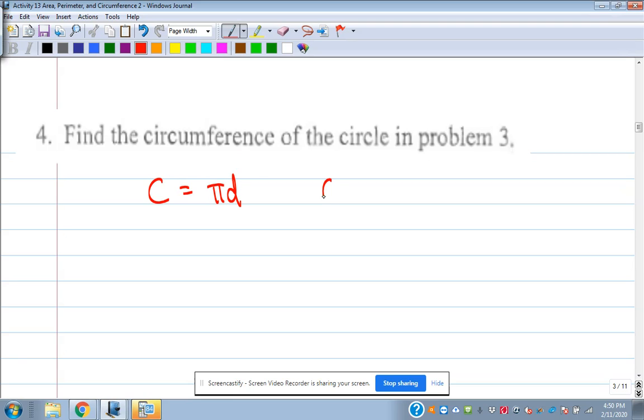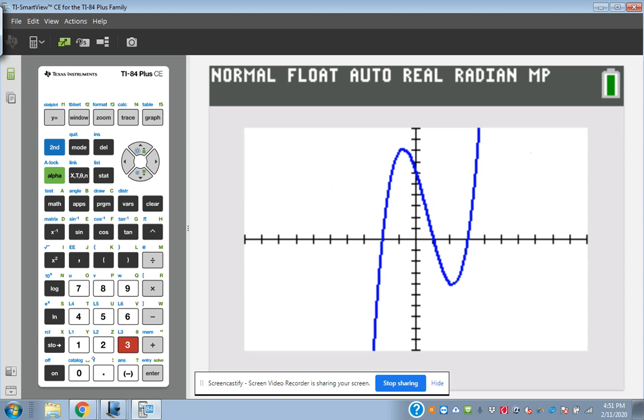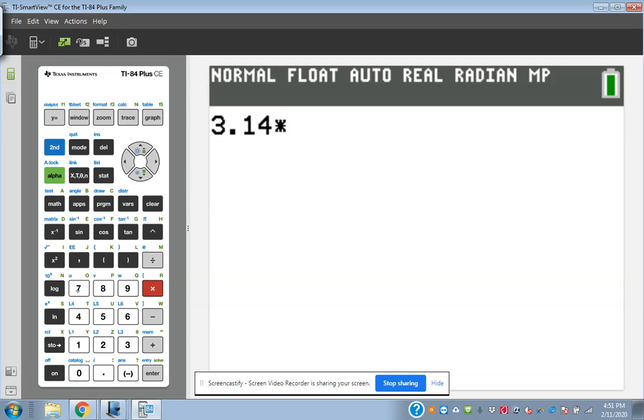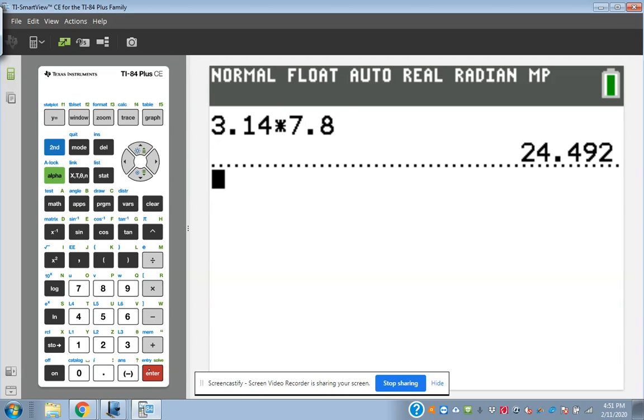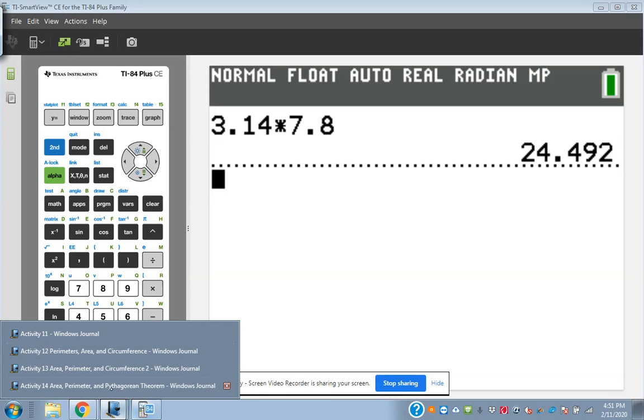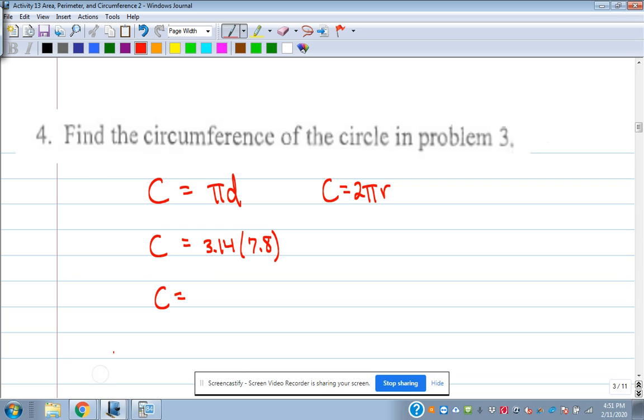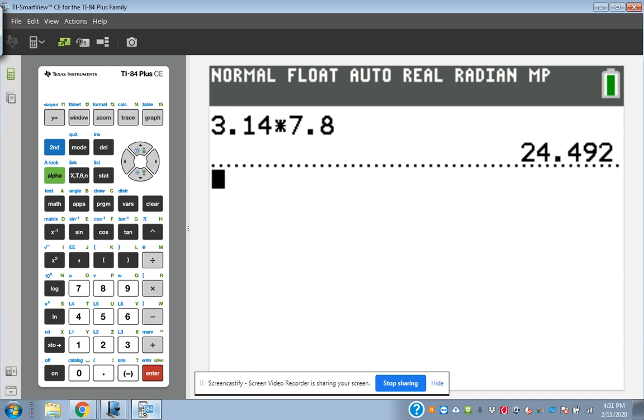Pi times diameter or pi times 2 times radius, right? Whichever one, I'm going to use pi times diameter because that's the measurement they gave me. So 3.14 times 7.8. And again, use 3.14, not the pi button on your calculator for what we're doing. And I totally didn't get that number. 24.49.